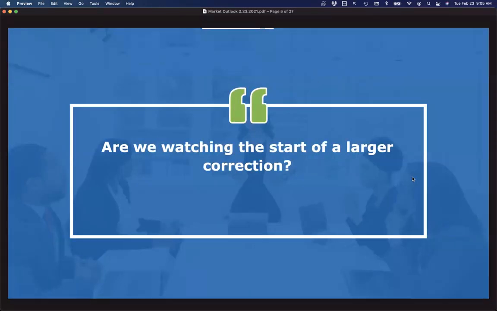So with that, I want to help answer a question that we've been getting over the past 24 hours, which is really, are we watching the start of a larger correction?